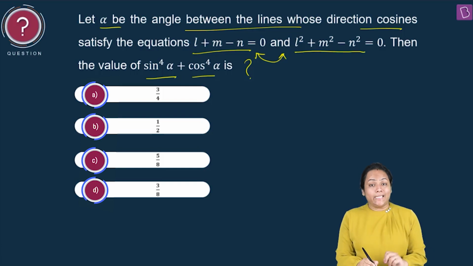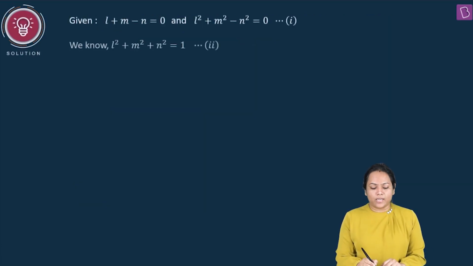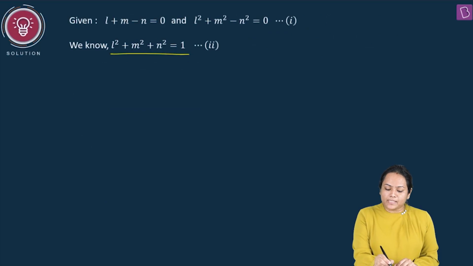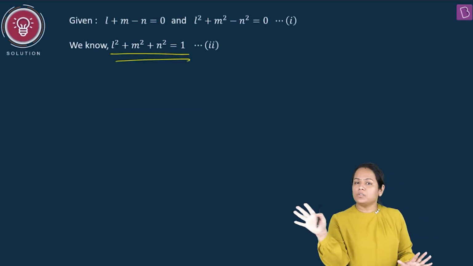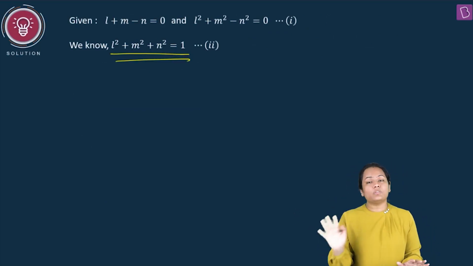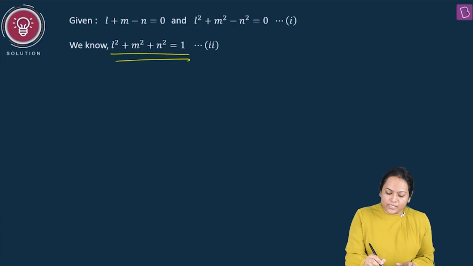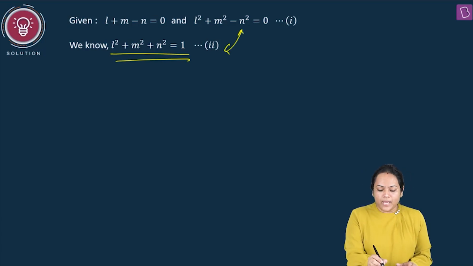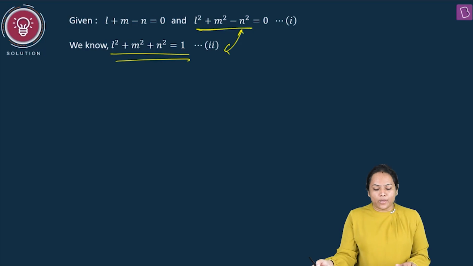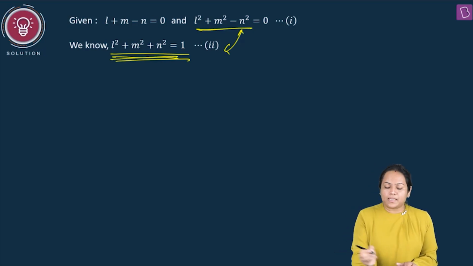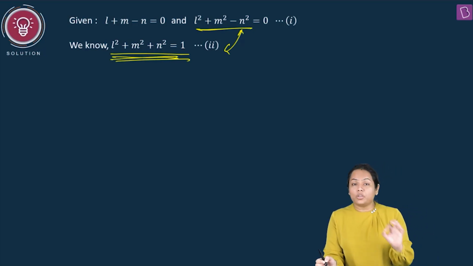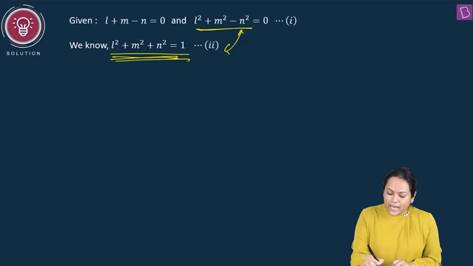Okay, so moving quickly to the conditions which are given to us. We know that L square plus M square plus N square is 1. This is widely known to us. I have to use this relation. So what I'll do, I'll solve first and second one. L square plus M square minus N square is equal to 0 and L square plus M square plus N square is equal to 1. So if I solve these 2 equations, I can say that L square plus M square is equal to N square, and this I'll substitute in the summation part.